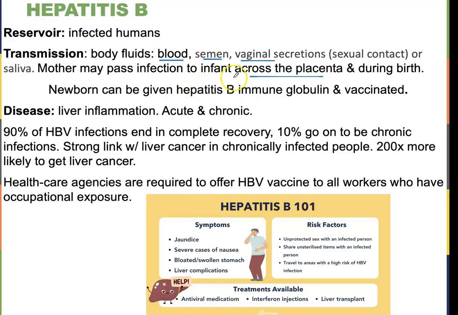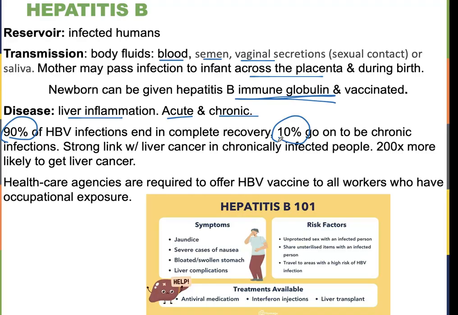Newborns, there is a Hep B vaccine, and they can also be given those immune globulins, so that anti-serum, and they can be vaccinated. So the Hep B is going to give you a more serious disease of the liver. It does cause inflammation, which is called hepatitis. Basically, that is inflammation of the liver. But the hepatitis can be acute or it can be chronic. And so even though you see 90% of our HBV infections end in complete recovery, we can have a subset of that go to be chronic.